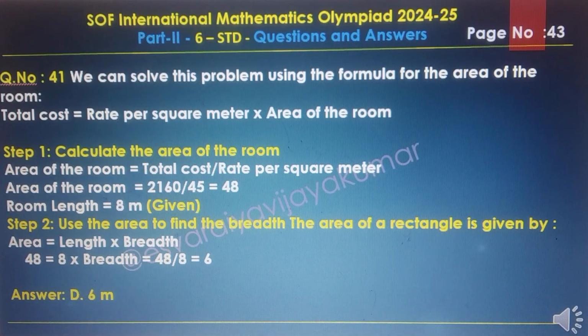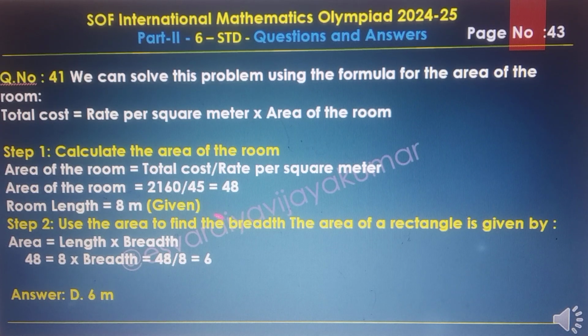We can solve this problem using the formula for the area of a room. The total cost equals the rate per square meter times the area of the room. Step 1: calculate the area of the room. The area of the room equals total cost upon rate per square meter. The area equals 2160 upon 45, which equals 48.